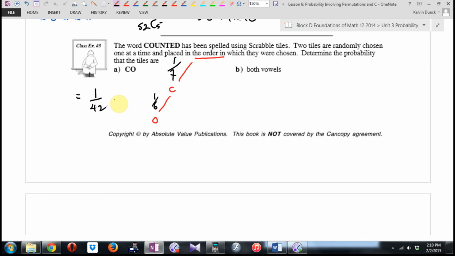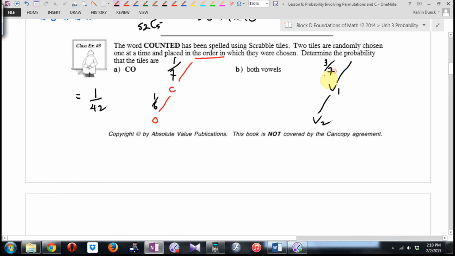What does B want? You know what? It's going to be vowel 1, vowel 2. Because it's only one branch, Brianna, I think I can handle this without bringing in permutations. How many vowels are there in the Scrabble tile deck? Out of? So it's going to be 3 out of 7, 2 out of 6. It's going to be 3 out of 7 and 2 out of 6.